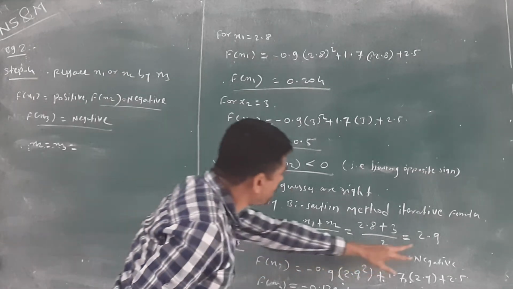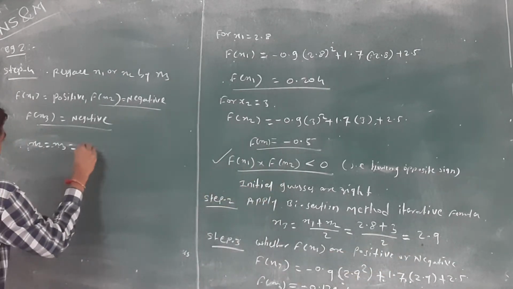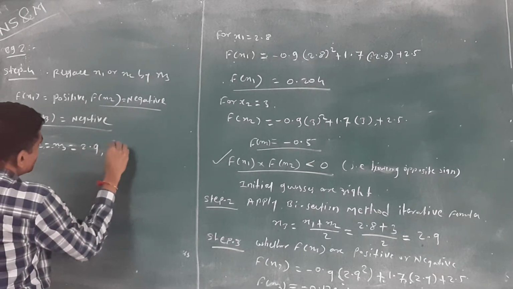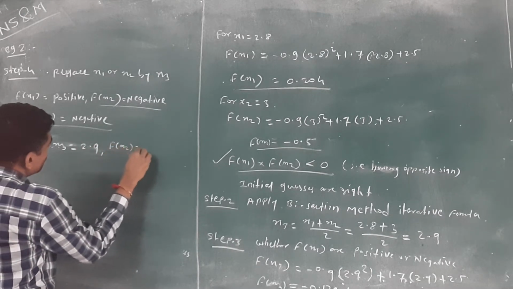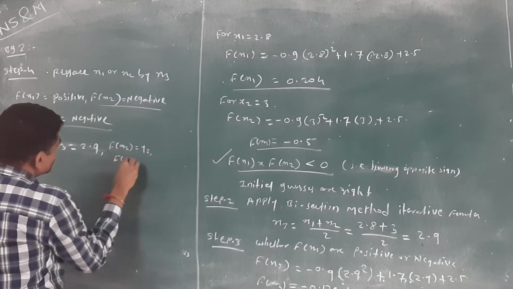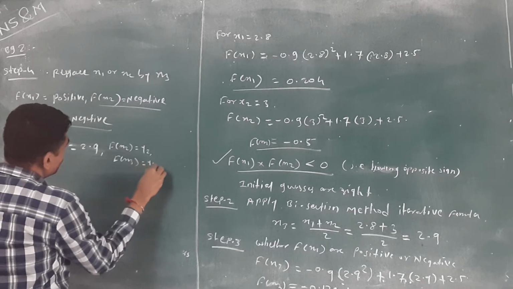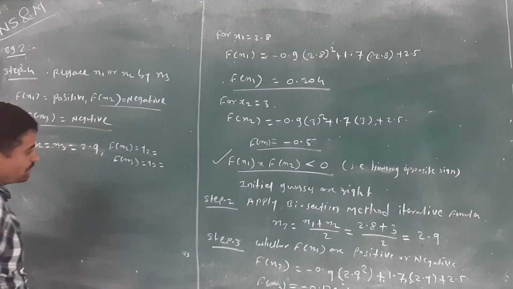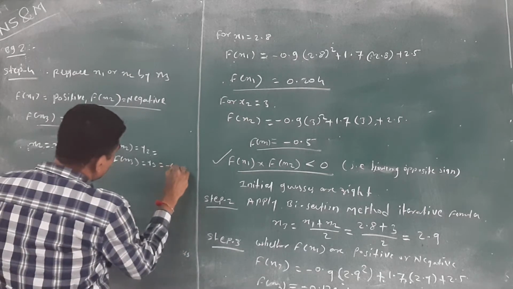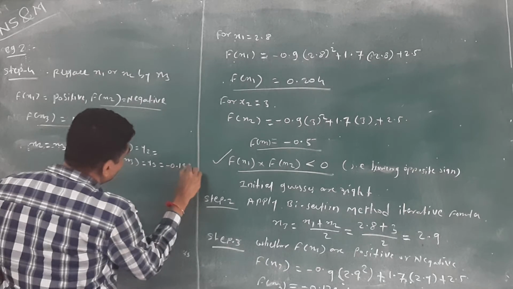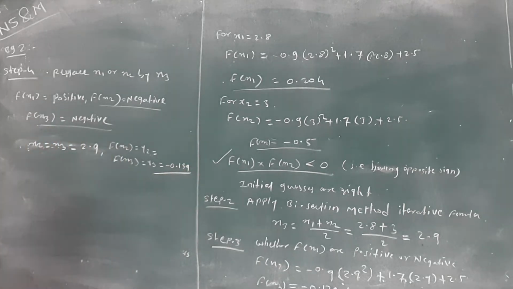Which value? 2.9 is there. And the same thing is there. F of x2 means y2, and f of x3 means y3. This one is equal to this one, we have the value of y1, y2 is equal to y3, 0.139. Okay, are you getting up to that, step number 4?